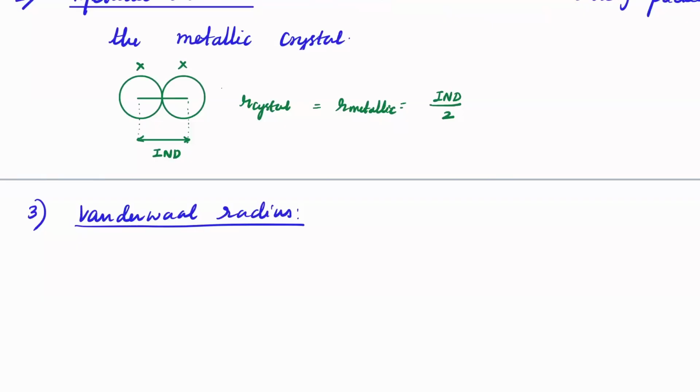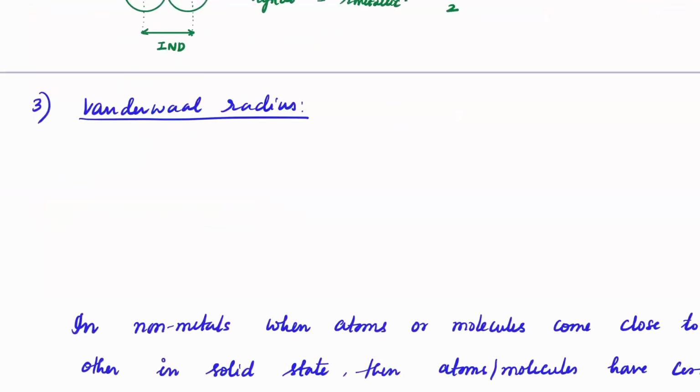This is how much you will get. Next is van der Waals radius. Van der Waals radius is between the nuclei.